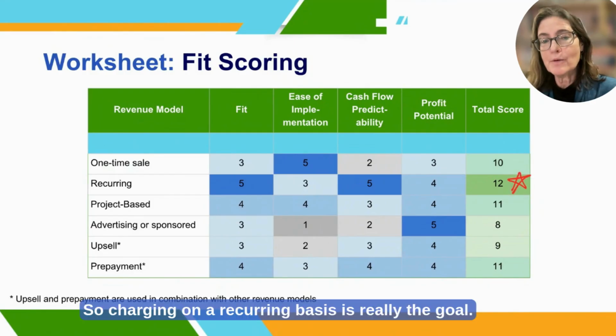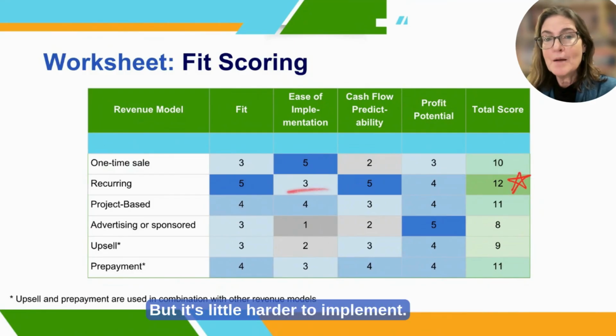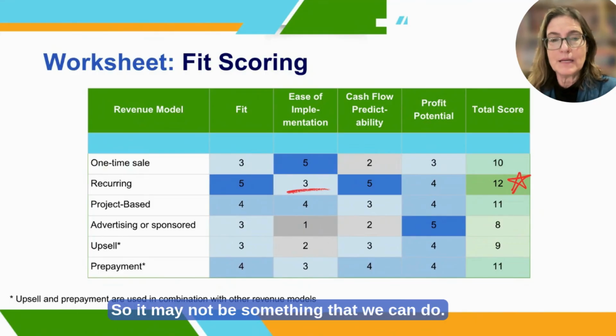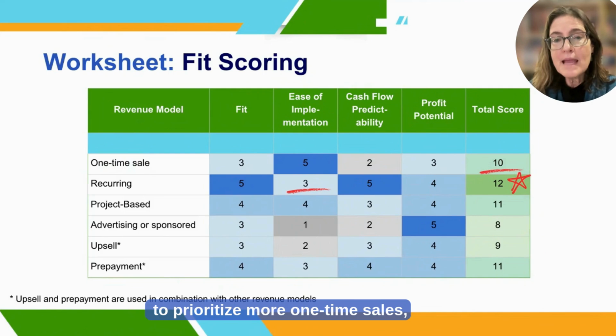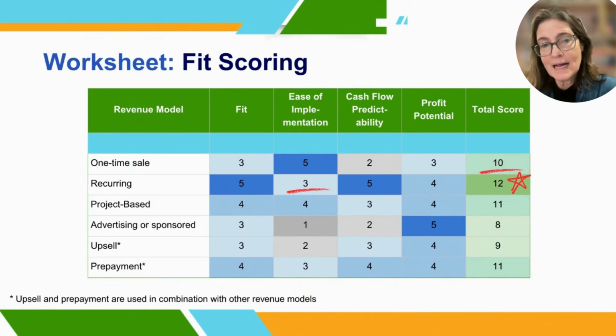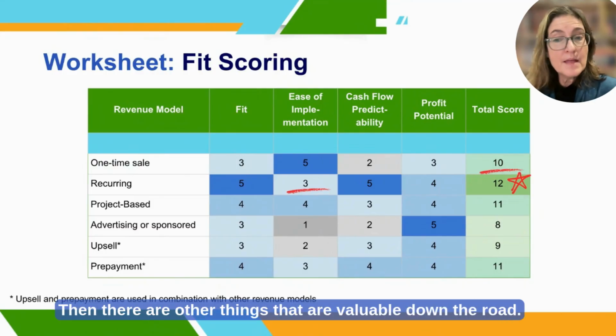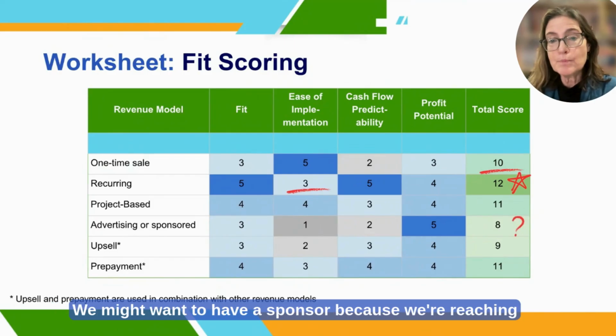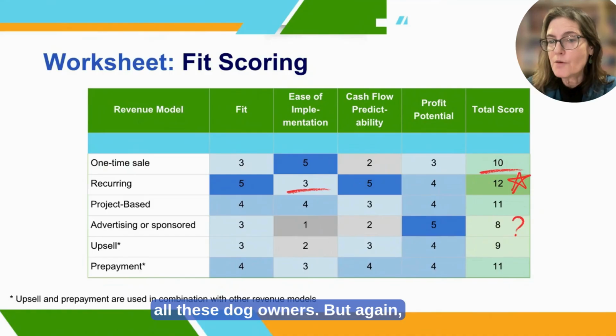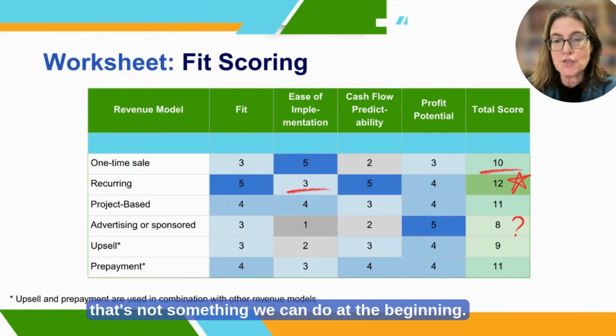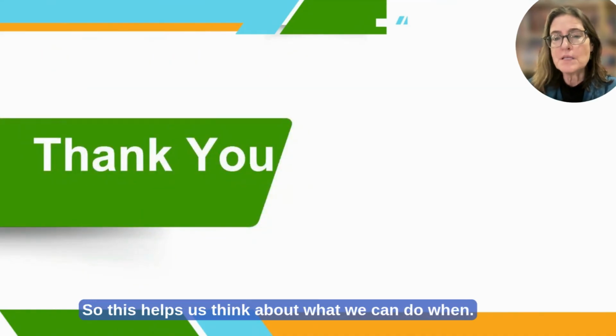So charging on a recurring basis is really the goal, but it's a little harder to implement. So it may not be something that we can do. In the beginning, we may need to prioritize more one-time sales, more one-off walks than we would like to over time. Then there are other things that are valuable down the road. We might want to have a sponsor because we're reaching all these dog owners. But again, that's not something we can do at the beginning. So this helps us think about what we can do when.